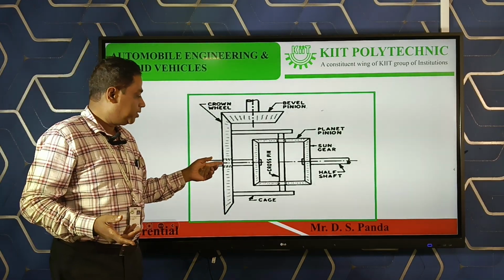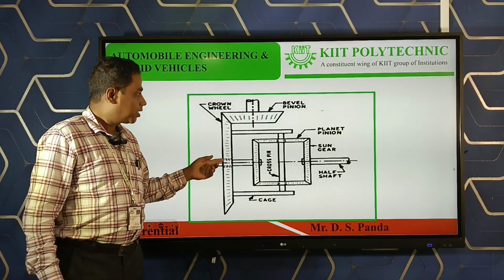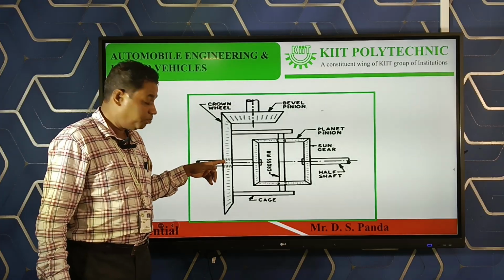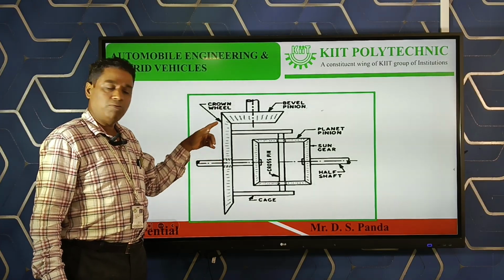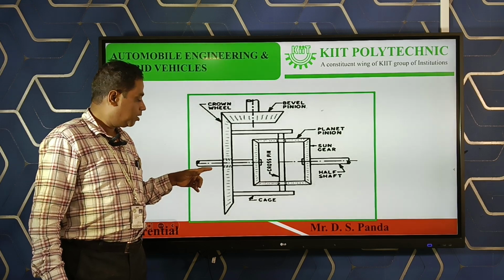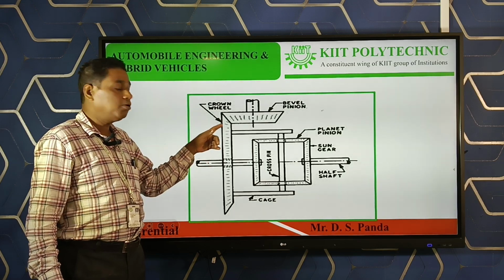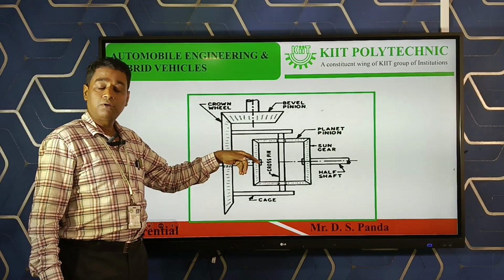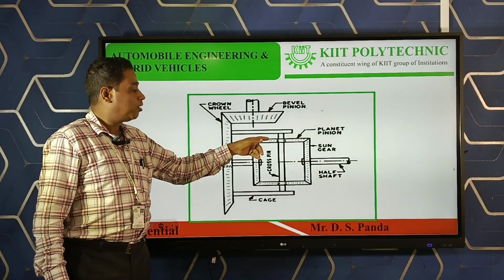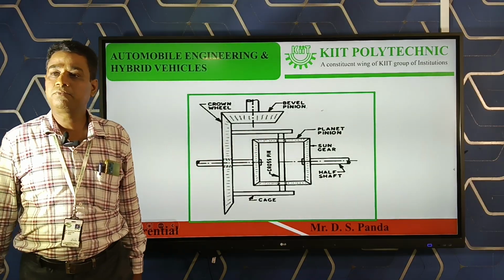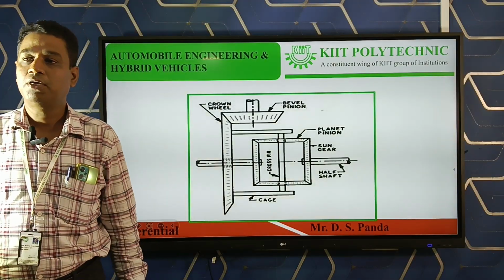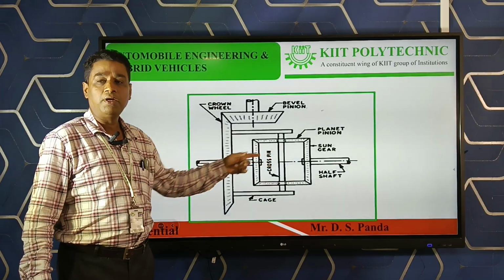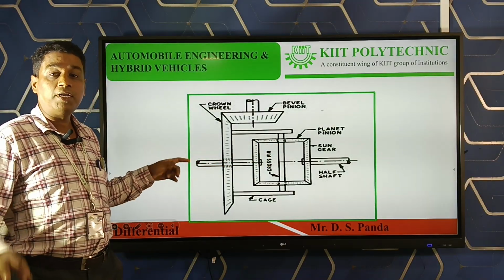And there is a bearing between the crown wheel and half shaft. The crown wheel's rotation does not directly rotate the half shaft. The crown wheel rotates the cage. And when the cage rotates, it rotates the planet pinion on the periphery of the sun gear. And then the sun gear gets power from the planet pinion and helps to rotate the half shaft.